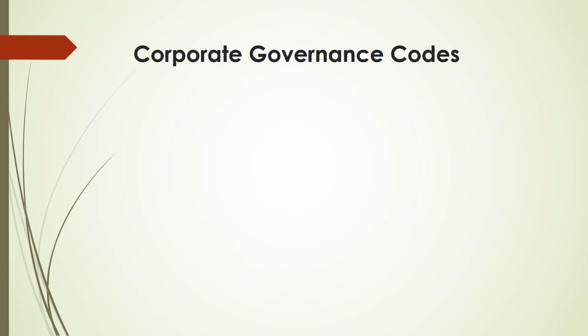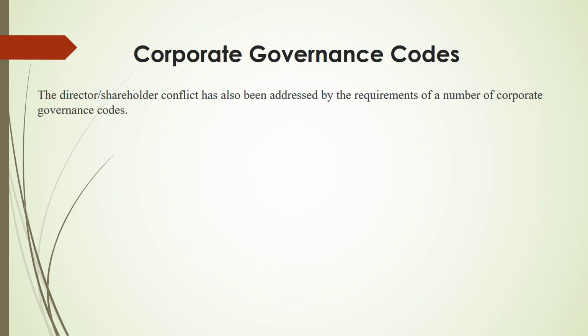Now let's move on to the corporate governance code. This is the last section of this video, corporate governance code, how we are using this to solve the agency problem. Even in SBL, we are going to study this in detail. So the director-shareholder conflict has been addressed by requirements of a number of corporate governance codes. We are going to study two things here. One is non-executive director, the other one is executive director. Non-executive directors, what are they? What are the advantages of having them? What are the disadvantages of having them? All we are going to cover briefly.